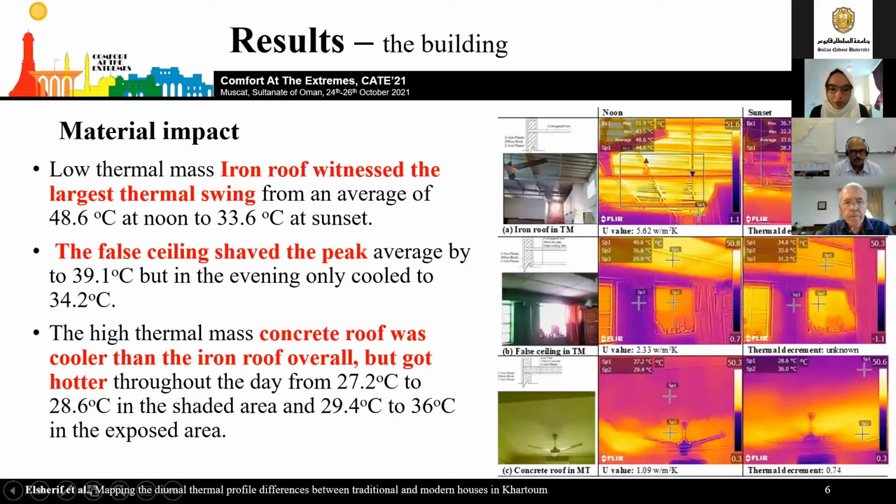When you look at the other two types that are prevalent, when people added a false ceiling, it didn't get as hot during the day as the corrugated iron roof, but it also didn't cool as much as the corrugated iron roof because it was no longer exposed to the sky. When you look at the concrete roof, it behaved in the exact opposite way. Rather than getting cooler by sunset, it got hotter because it works like a battery, constantly storing that heat energy.